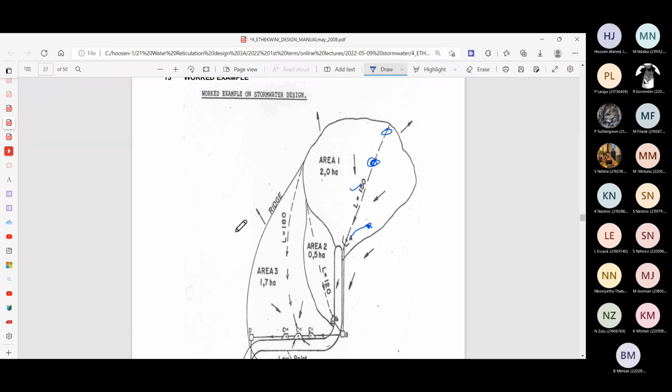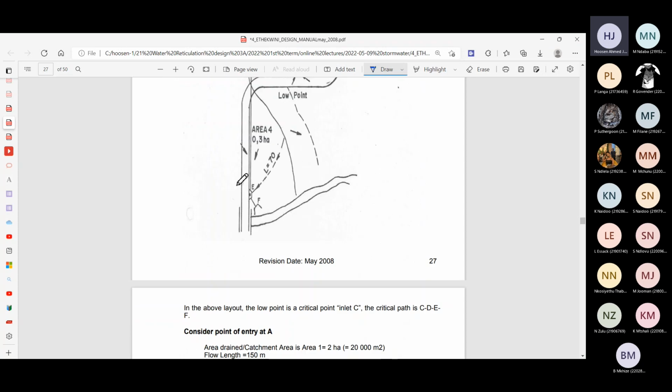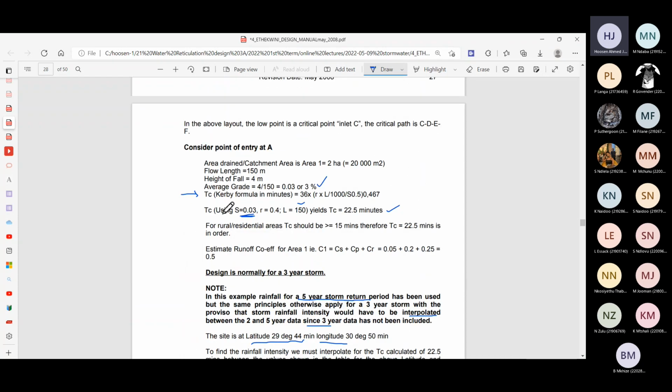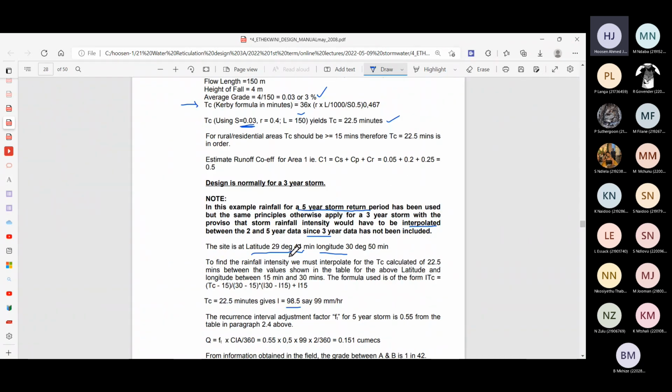So to determine that, we need the coordinates, and that's the coordinates that's given. I told you to make a note of that. So 29 degrees 44 minutes, and 30 degrees 50 minutes, the latitude and longitude. Now, we will then need to go to the eThekwini website and download the spreadsheet. I've downloaded it for you. It's on Moodle. You can download it from there.